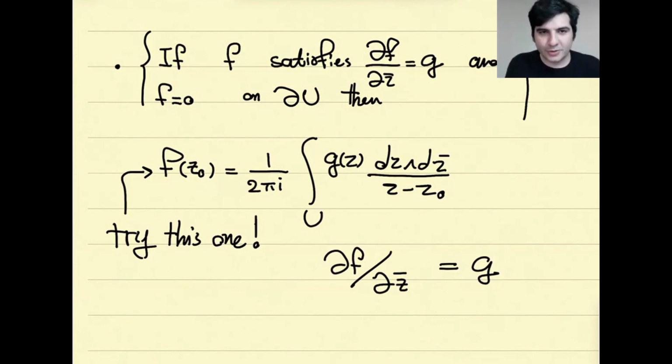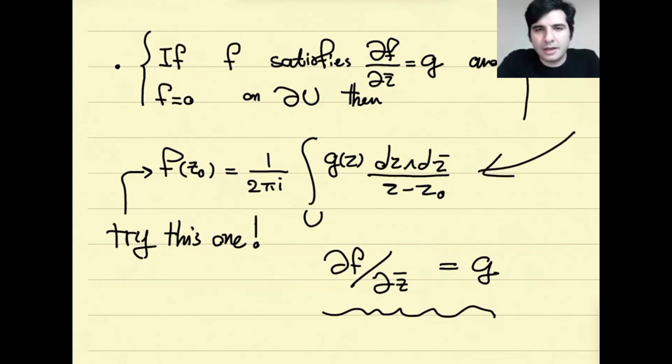I want to prove this equation has a solution. I guess the solution looks like this. I only need to plug that into the equation and check its derivative with respect to z bar is equal to g. We are going to do that, and that would be a straightforward thing. So in the next part of this lecture, we are actually going to take the derivative of this function with respect to z bar, and we are going to see this is equal to g.